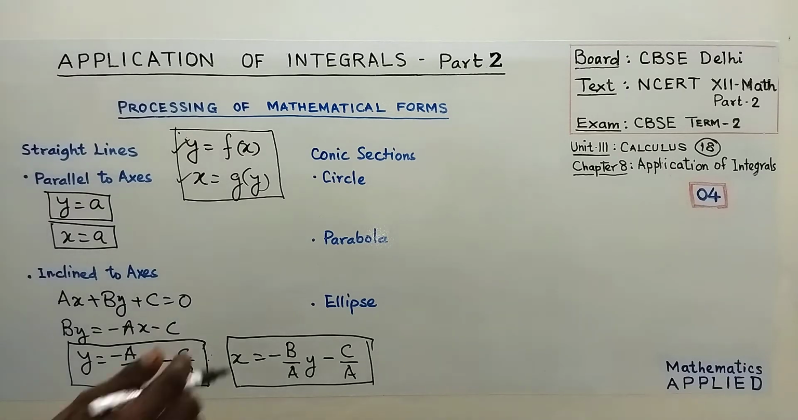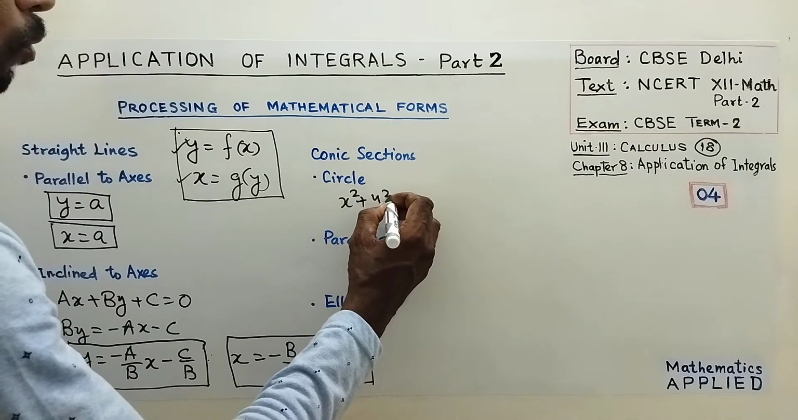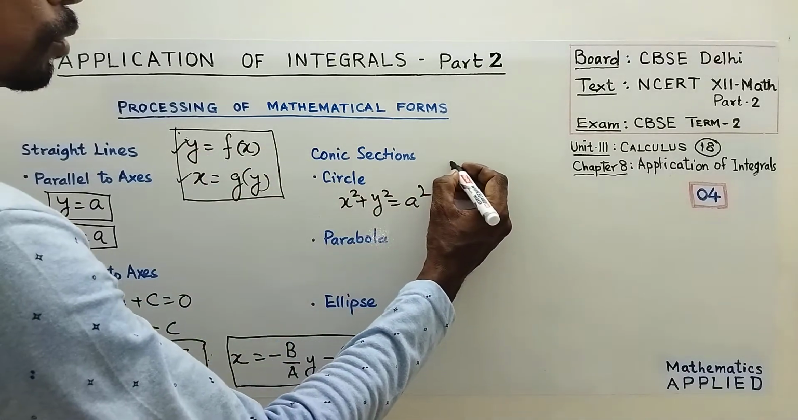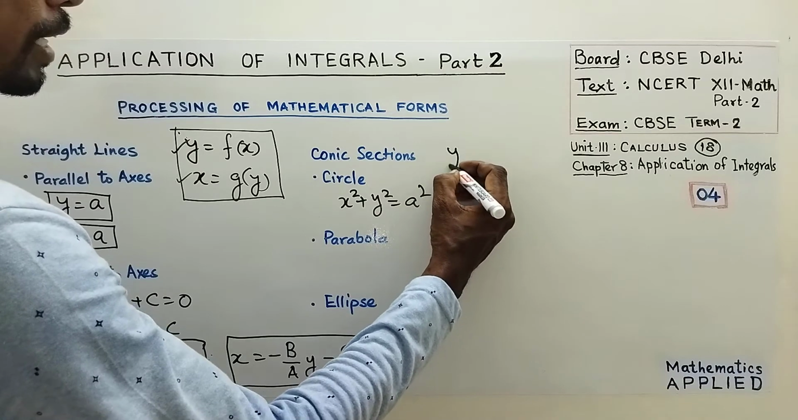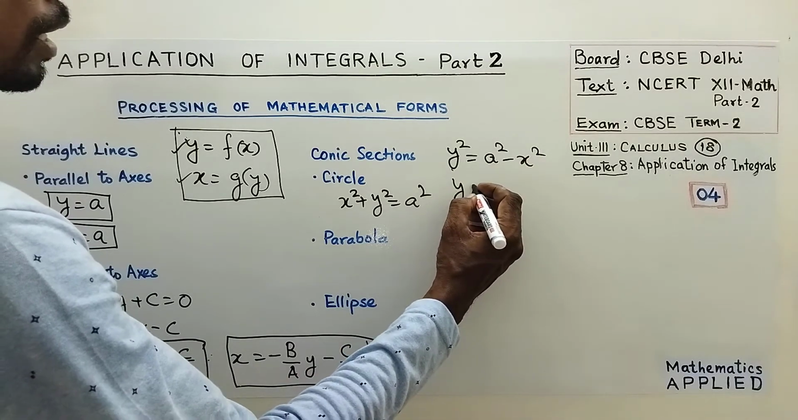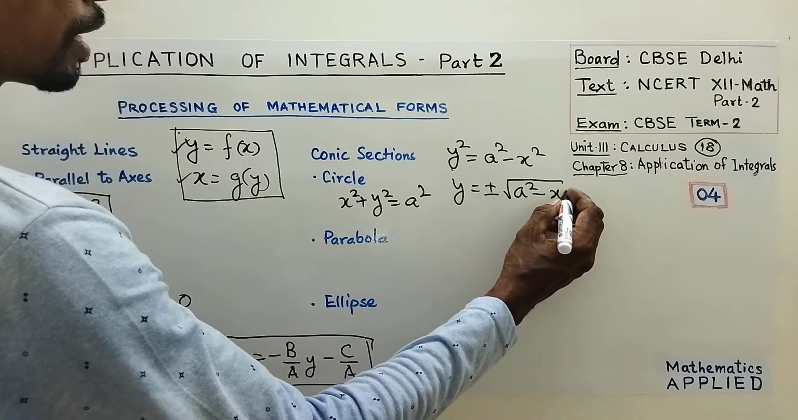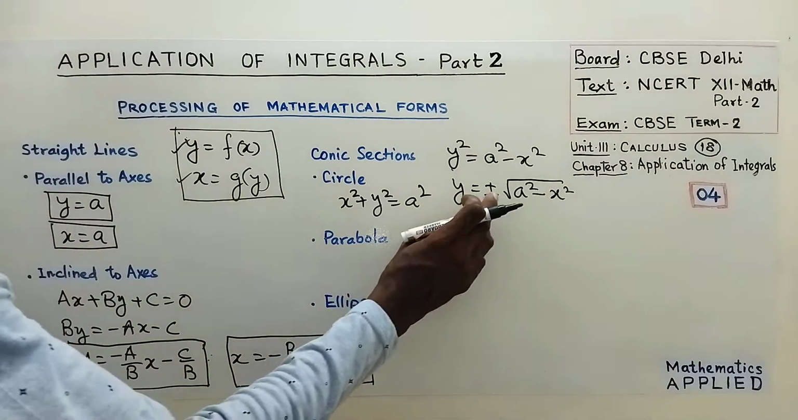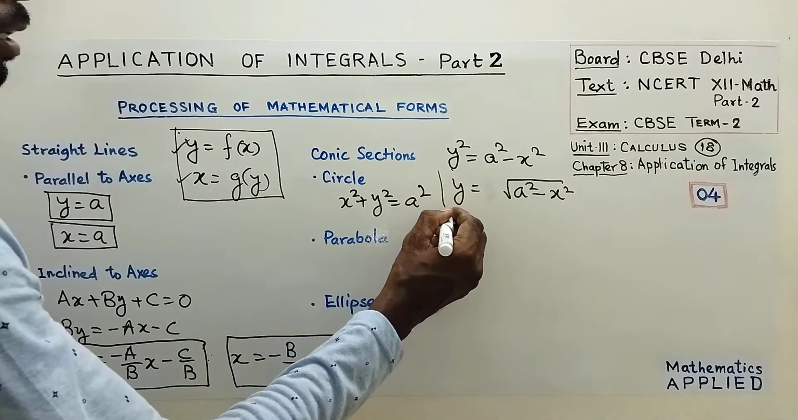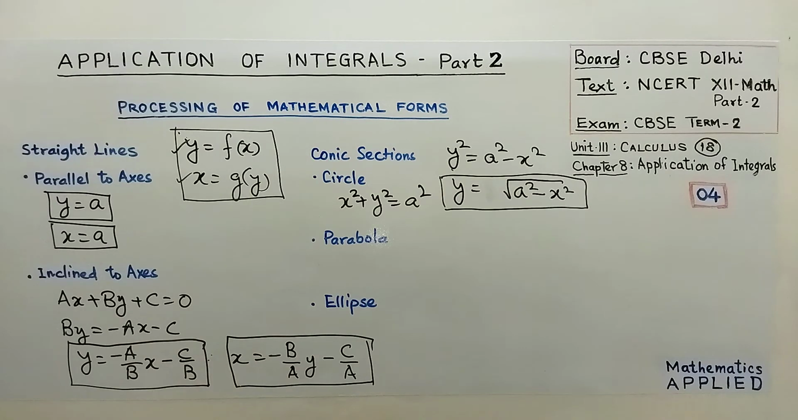Okay, that's it. Then for the circle, we have seen only one circle, and that is x square plus y square equals a square. Now if you have to have this form, you carry x square to the other side. So you have y square equals a square minus x square, so y equals plus or minus root over a square minus x square. Out of this you are going to process only the positive, so ultimately your y is going to be this. This is my final equation that I am going to carry.